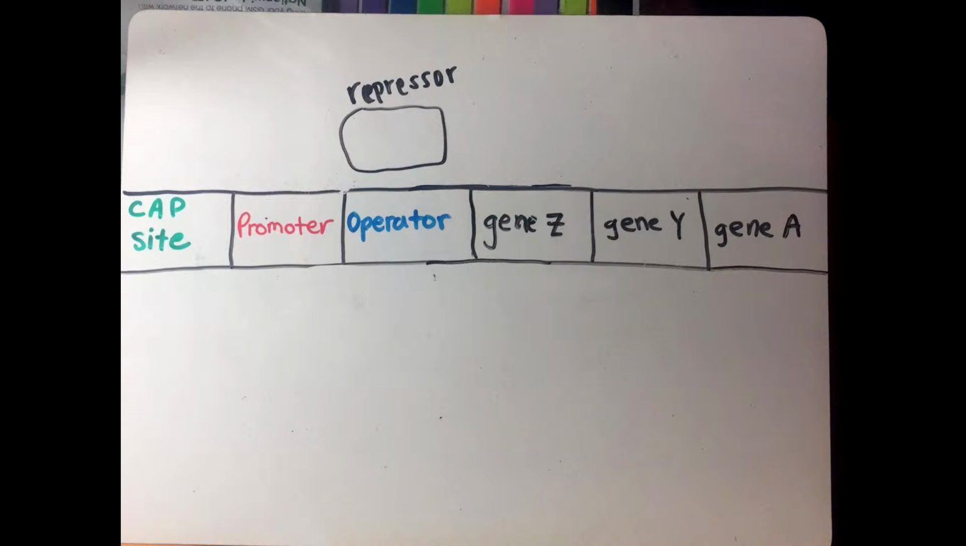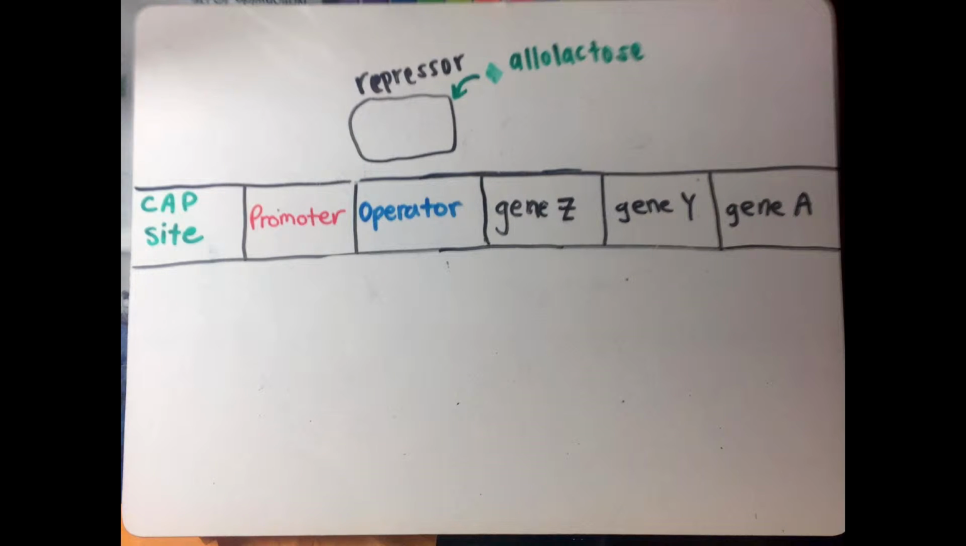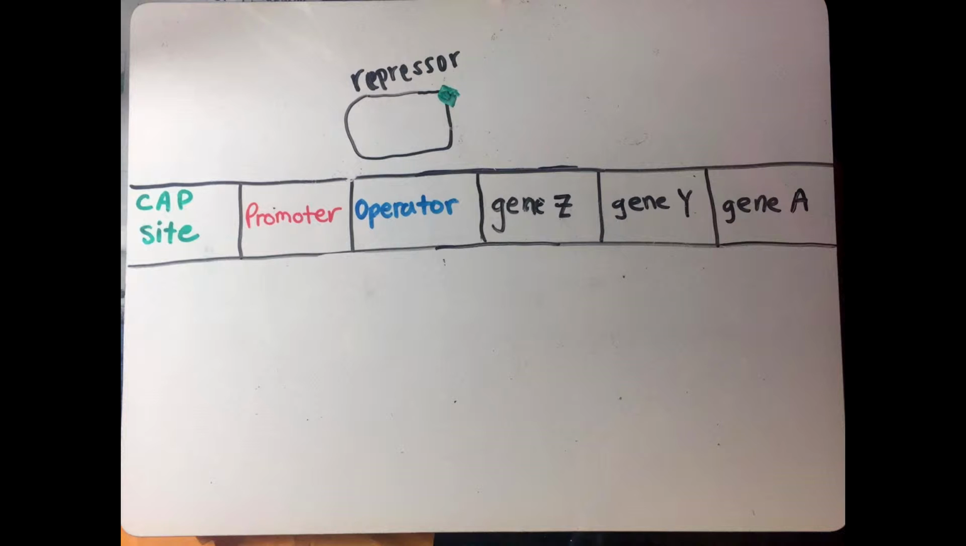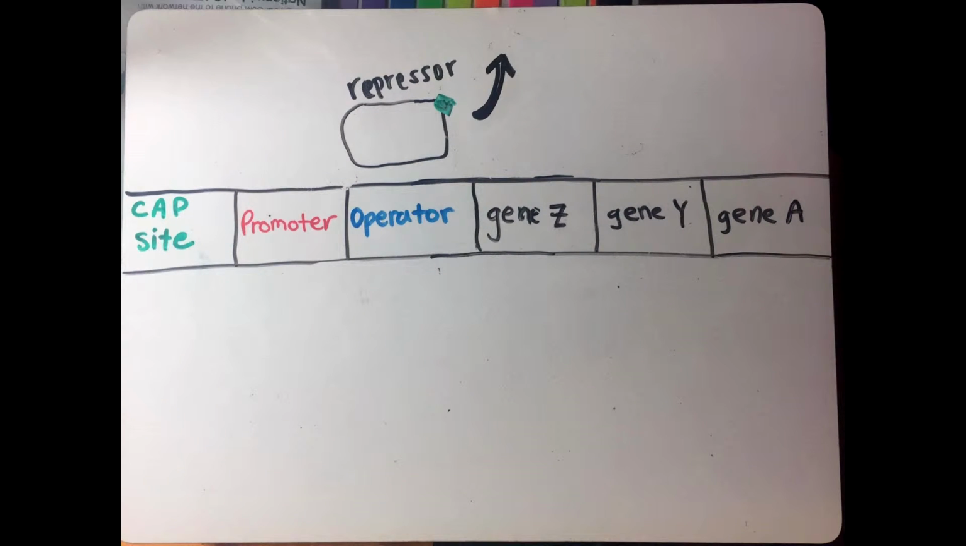Next, we have the repressor. The job of the repressor is to stop transcription from happening, as you can see by the X on the little red arrow. What we have here in the green is allolactose. So when there's lactose in the environment, there's also allolactose, and allolactose is an inducer of the repressor, which means that it will bind to the repressor and remove it from the operator site, which allows the transcription to go on, as you can see by the red arrow.